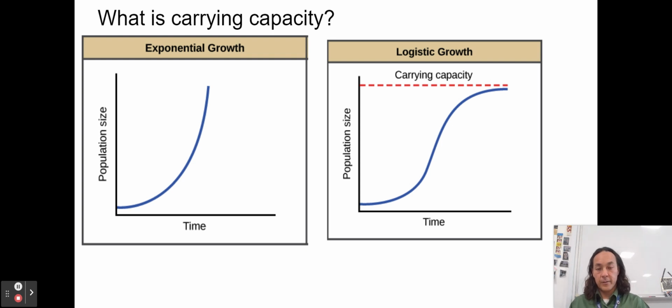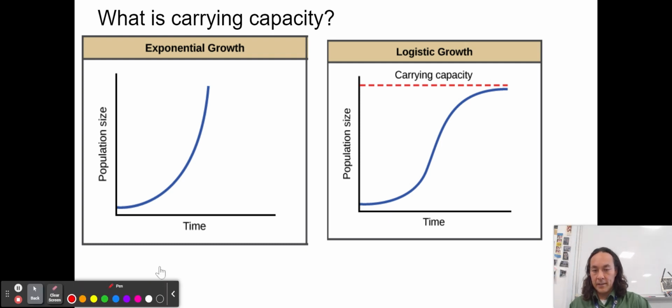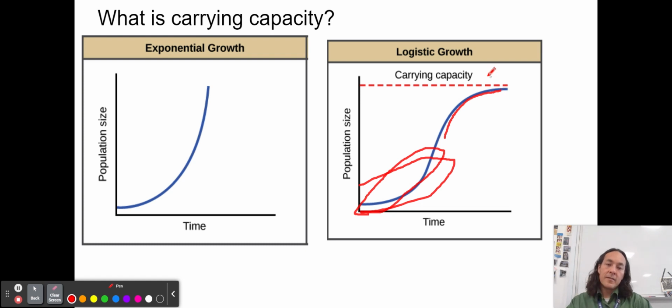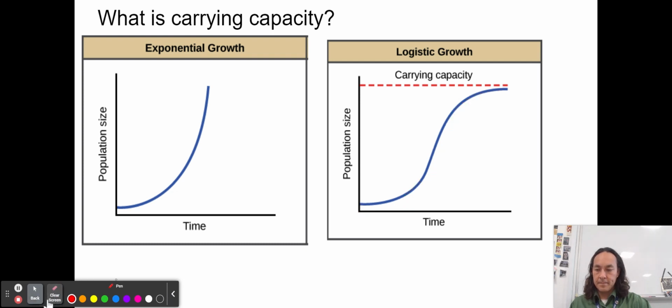And logistic growth is where we go from a J-shaped graph to an S-shaped graph. So I would say here, I'm going to use my pen, that this part of the graph is really exponential. And as we get up here and it levels off, this is starting to show logistic growth. And so this is that S-shaped curve. Logistic growth levels off at carrying capacity, and many, many, many factors influence carrying capacity.